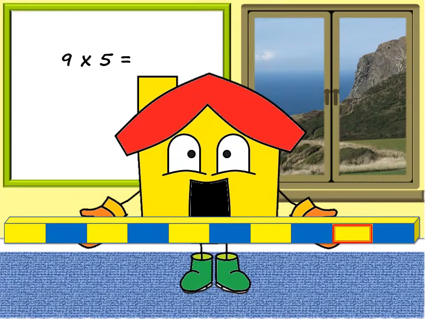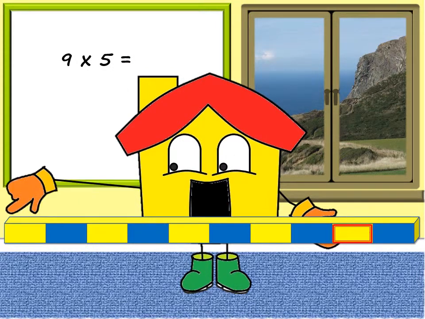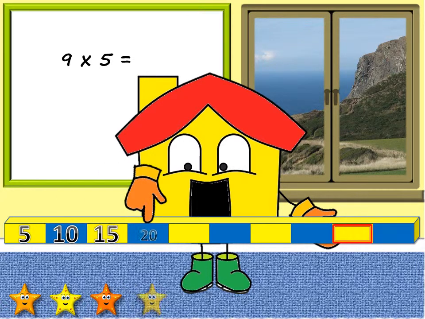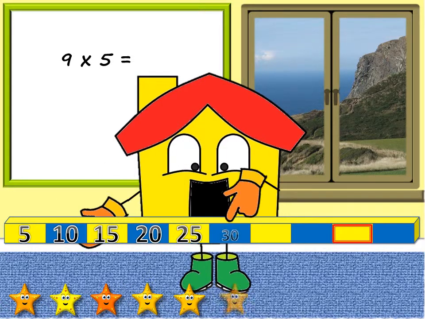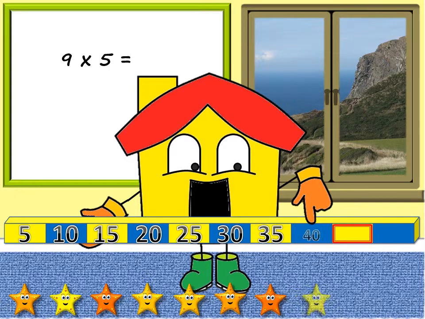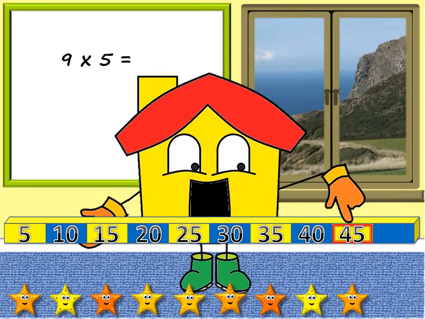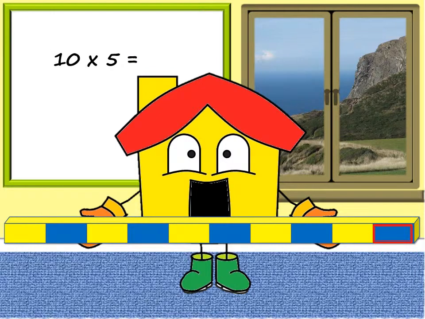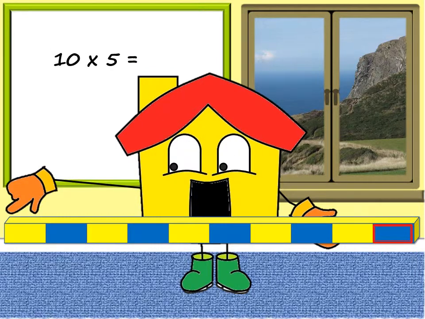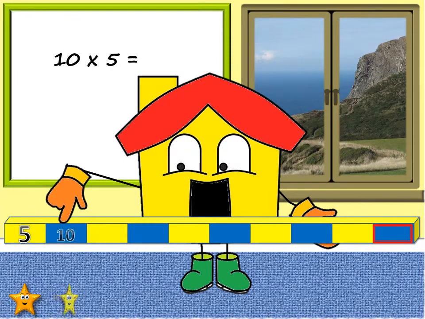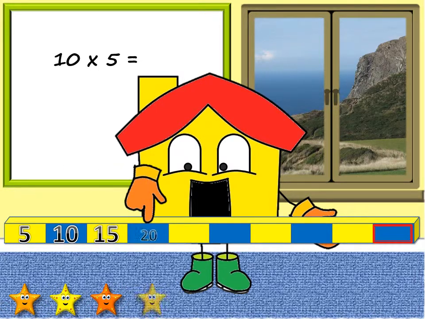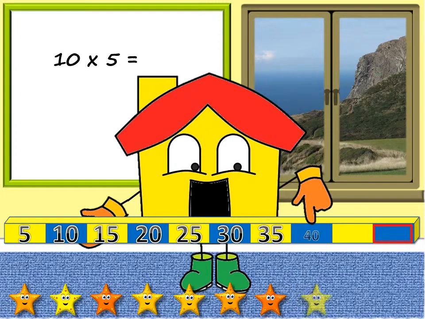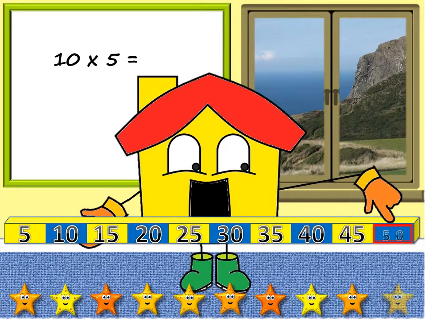Nine groups of five. Zero. Five. 10. 15. 20. 25. 30. 35. 40. 45. 10 groups of five. Zero. Five. 10. 15. 20. 25. 30. 35. 40. 45. 50.